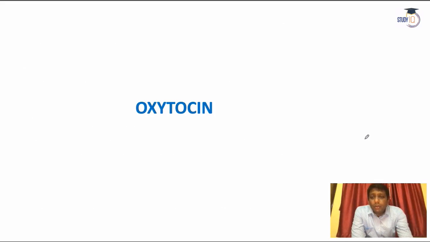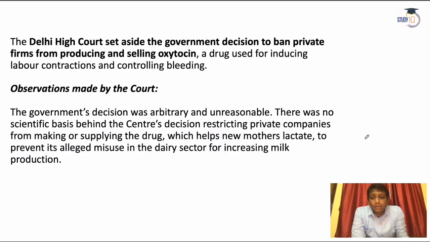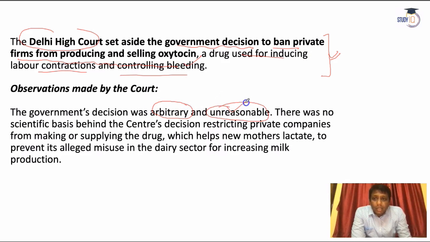After Train 18, we go into the discussion of oxytocin, which was still in the news, guys. Two months back I also discussed oxytocin being totally banned in India. Even the Delhi High Court set aside the government decision to ban private firms from producing and selling oxytocin, a drug inducing labor contractions and controlling bleeding in females during pregnancy. The government decision was arbitrary and unreasonable, as the High Court said. There was no scientific basis behind the center's decision restricting private companies from making or supplying the drug.